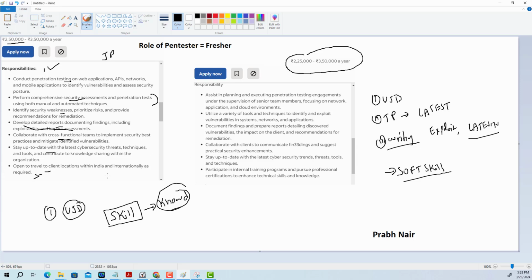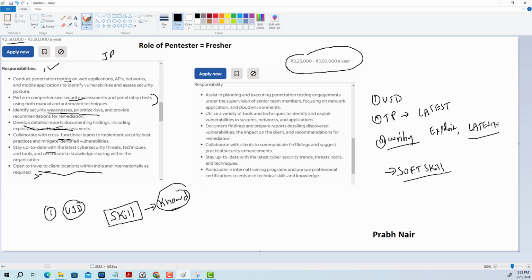And when they're giving you the option of being open to travel to the client location within India, it means it is a very good job, because every day you're getting a new task. Okay. And the second thing is that you are not limited to only VAPT. You need to have a good understanding of risk management, because in this kind of question they're talking about identifying the security risk and everything. So risk understanding is also very required.